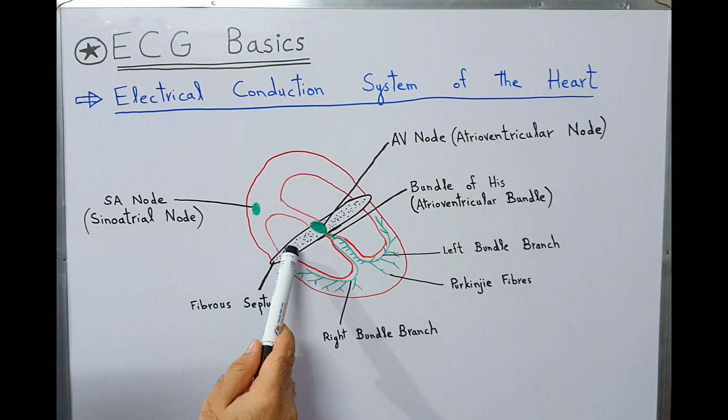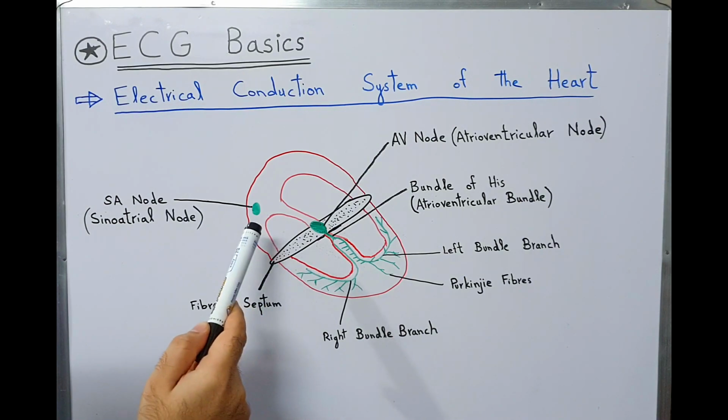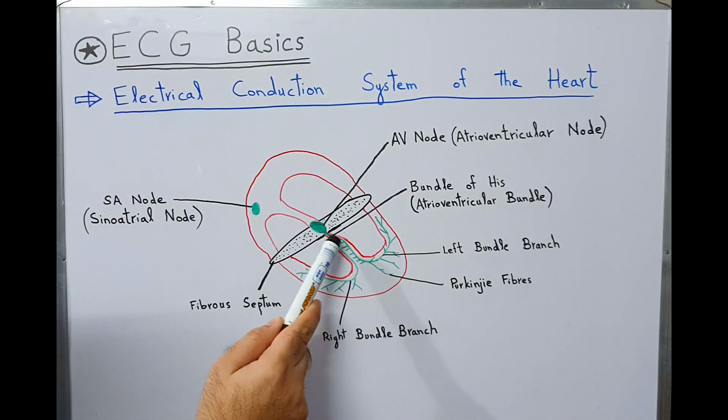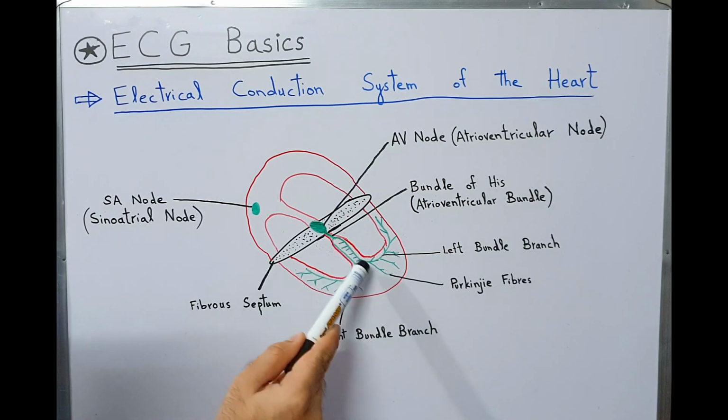This black part is the fibrous septum. It is an electrical insulator and it does not allow current to pass through it. This is the interventricular septum. Its first part is fibrous and the remaining part is muscular.